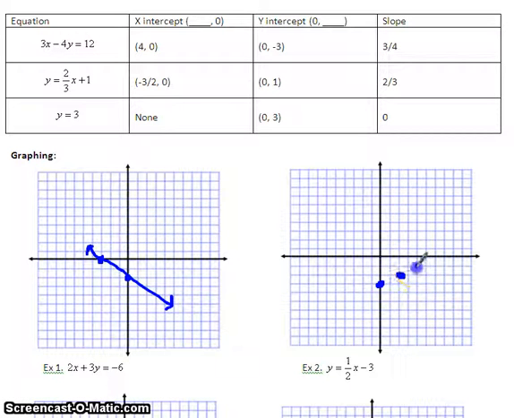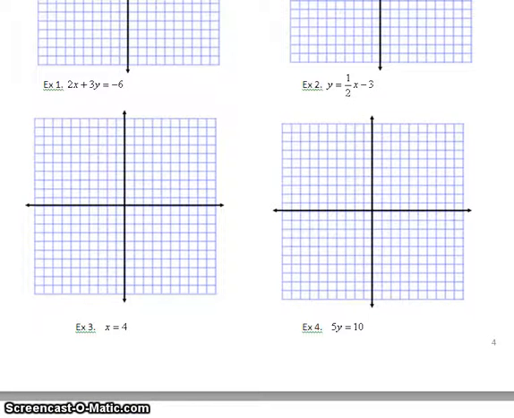You could do this for multiple points if you wanted to, or just 2 points to define that line, and then draw your line through those 2 points. For the next two examples, we have horizontal and vertical lines.